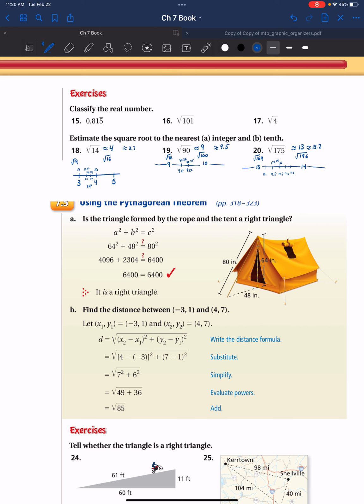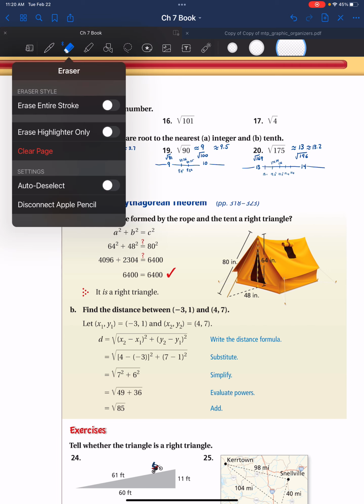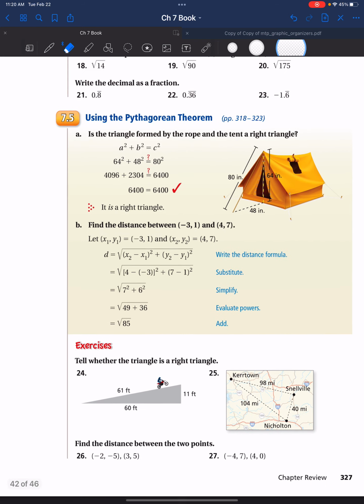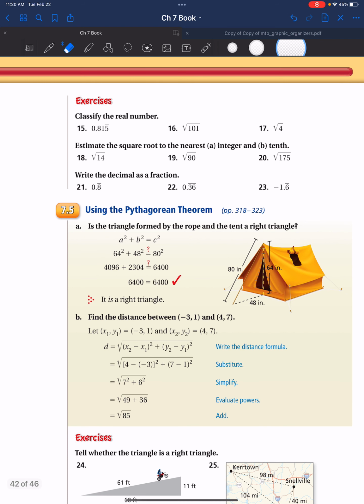Let's go to 7.5. 7.5 was using the Pythagorean theorem. So they kind of jumped around on us a little bit, but it's pretty easy. All you did in 7.5 when using the Pythagorean theorem is they asked questions like, is this a right triangle? So if they gave you 3 random side lengths of a triangle and they said, is that a right triangle? Could you figure it out?